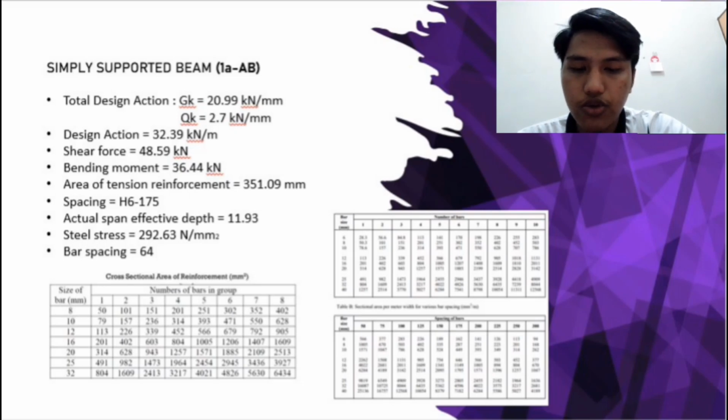And next is the actual span effective depth. I get the value 11.93, which is less than the allowable value of 17.43, so it can be considered okay and pass. Next is for the cracking. The value of steel stress that I have obtained is 292.663 Newton per millimeter square. For the bar spacing, the value that I get is 64, which is less than the allowable bar spacing of 111 mm, so it can be considered pass.